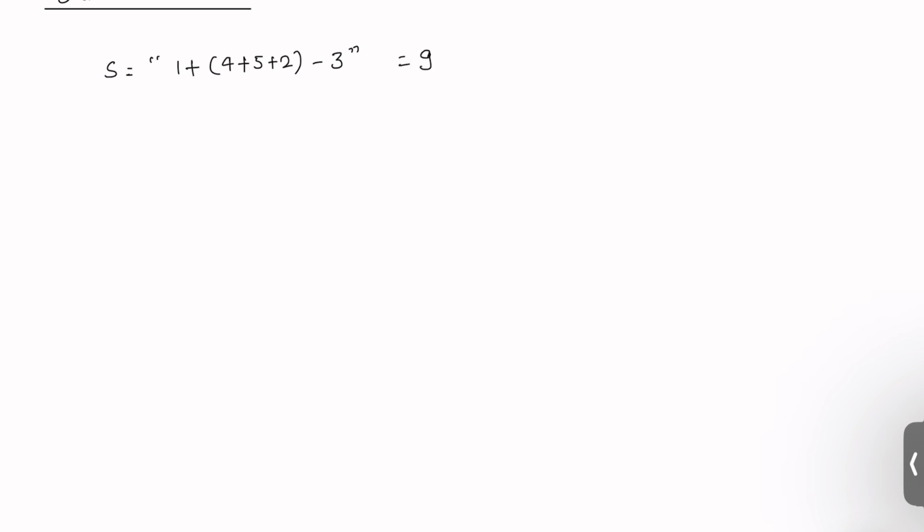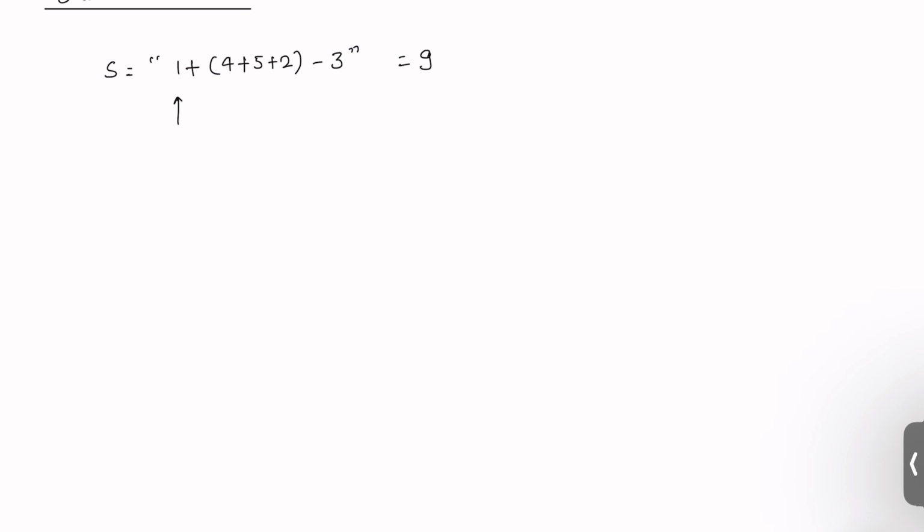So we have to calculate. How will we calculate if this is the string? This is not in numeric format now. So actually we can calculate this using a stack. Let's see how we approach it. At first I will traverse inside this string, character by character: 1, then plus, then opening bracket, then 4 plus 5 plus 2, then closing bracket, then minus, and then 3.